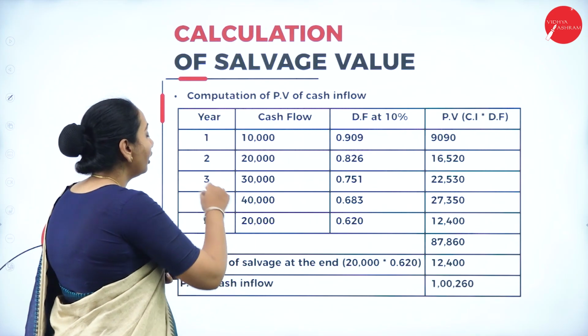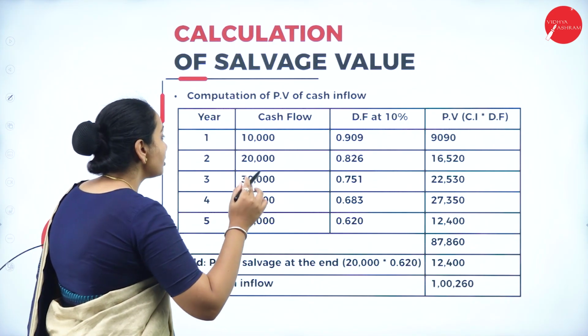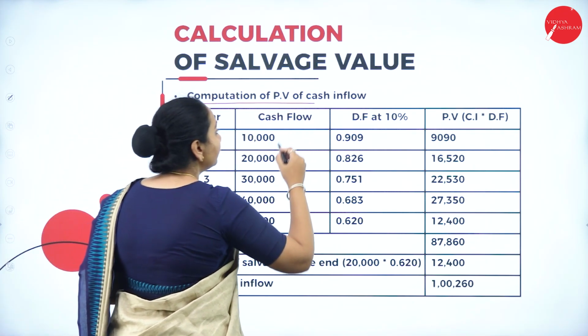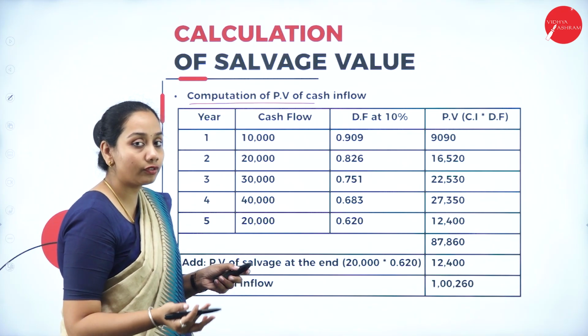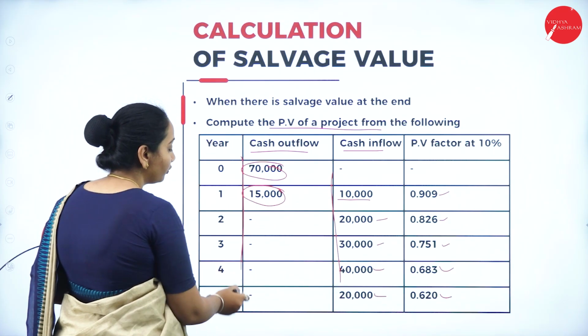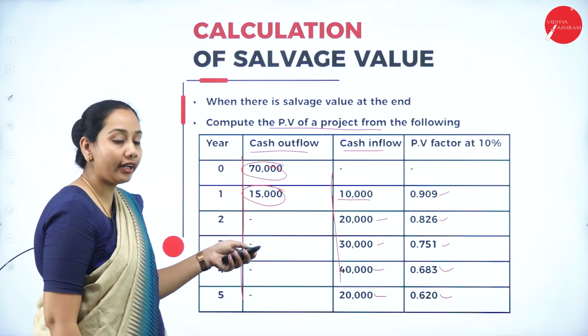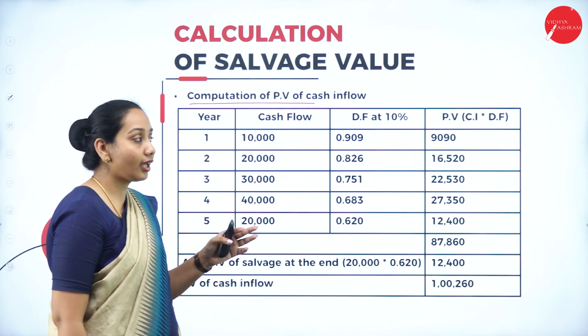Continuing, we are going to start with the calculation part. The first step is computation of the present value of the cash inflow. We have got cash inflows and cash outflows. These are all cash inflows, and these are all cash outflows. I hope you can identify it. First we are going to calculate the present value of the cash inflows.